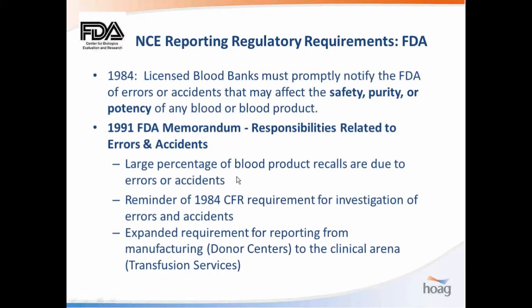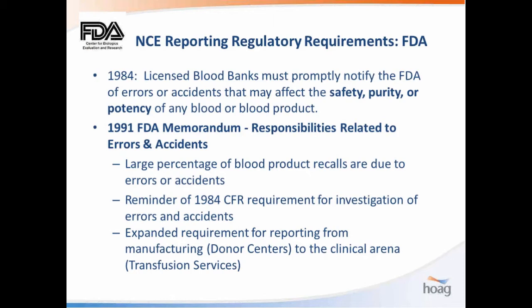So the FDA, in terms of blood bank, in 1984 came out with a law that said licensed blood bank must promptly report to the FDA errors and accidents that may affect the safety, purity, or potency of a blood or blood product. And then in 1991, they put out a new memorandum, responsibilities related to errors and accidents, and pointed out that they noticed that a large percentage of recalls are due to errors and accidents, reminded the blood bank industry of that 1984 law that requires us to investigate and report, and expanded the reporting requirement from manufacturing or donor centers to the transfusion services.